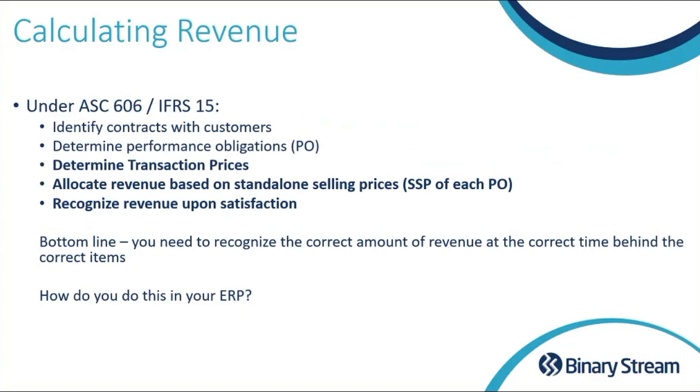But now we have to determine the transaction price of each performance obligation, allocate the revenue based on the standalone selling price, and then recognize the revenue upon satisfaction. Bottom line, you need to recognize the correct amount of revenue at the correct time behind the correct items. That's really all ASC 606 says. It just takes 200 pages to say it.